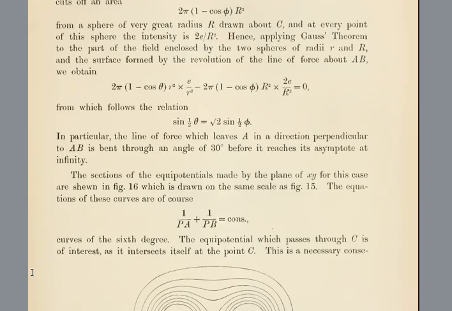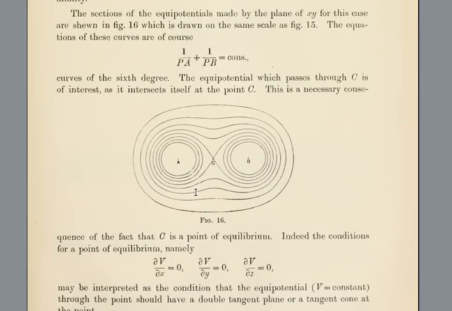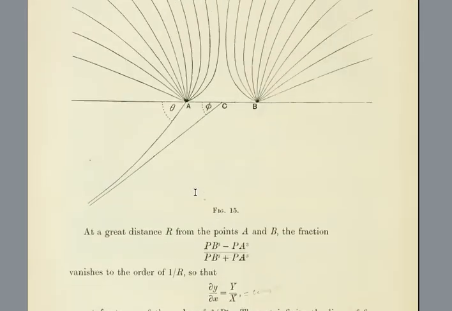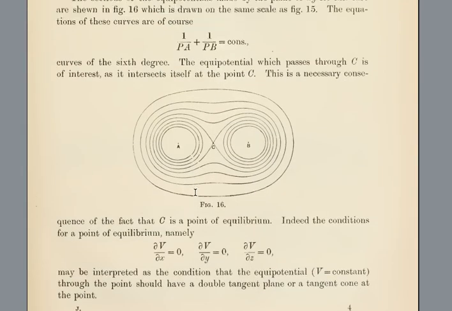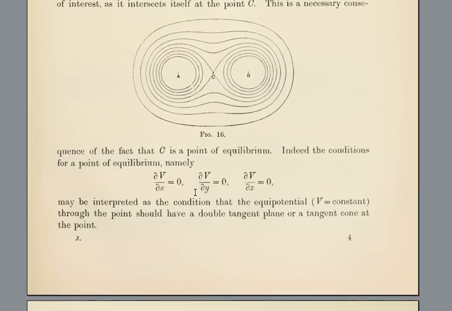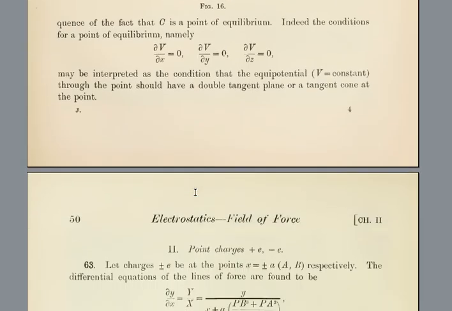The sections of the equipotentials made by the plane of x and y for this case are shown in the figure, which is drawn on the same scale as the previous figure. The equations of these curves are, of course, the sum of the reciprocals of the distances to the two charges equals constant. These curves are of the 6th degree. The equipotential which passes through C is of interest, as it intersects itself at the point C. This is a necessary consequence of the fact that C is a point of equilibrium.